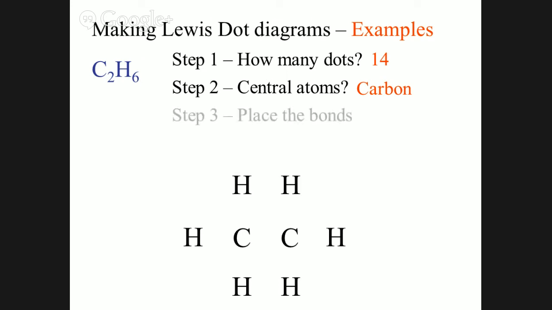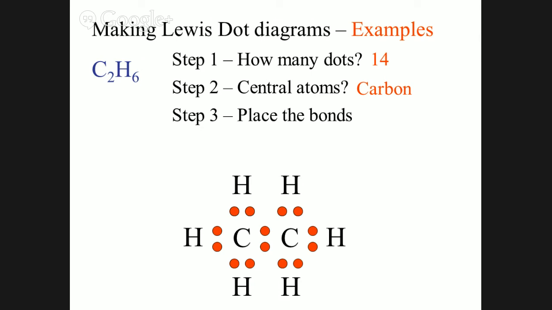Okay, now step 3, put the bonds in. There's a bond between the 2 carbons, and now we have the bonds between the carbons and the hydrogens. Again, I can do this as long as I don't run out of dots. I can always check real quick: 2, 4, 6, 8, 10, 12, 14. Okay, I didn't run out of dots, and I have all my bonds in.